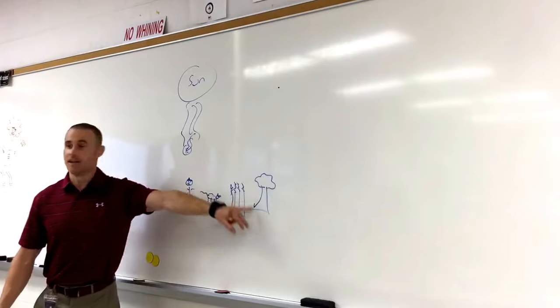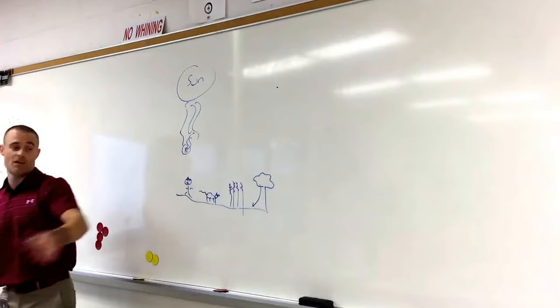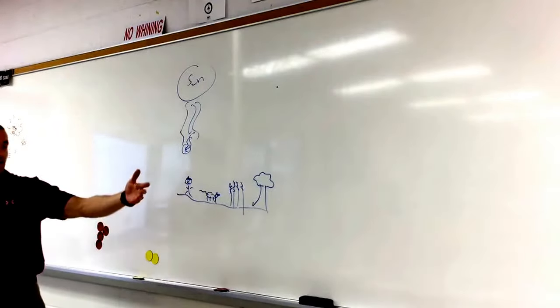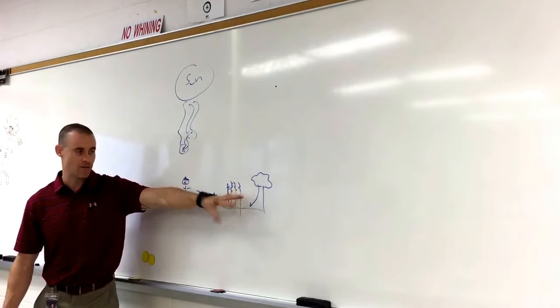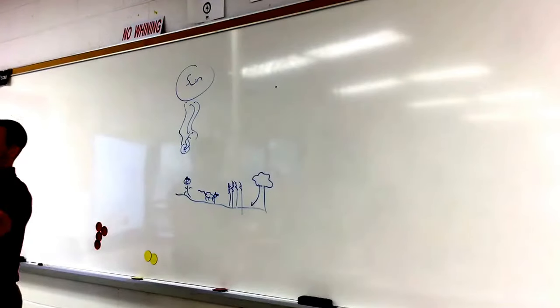Animals eat these things. We eat the animals, or we just eat the vegetables, right? So the energy is really from the sun going into the plants and animals. We eat plants and animals. How do we get that energy?